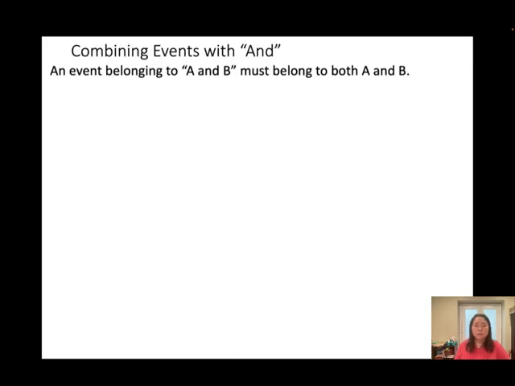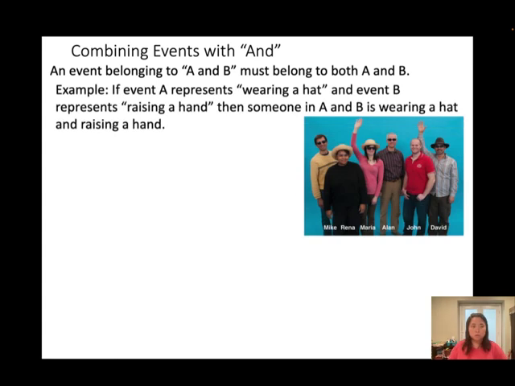Okay. Combining events with AND. An event belonging to A and B must belong to both A and B. So when we're talking about the probability with AND, AND means both of them must occur at the same time. For example, if event A represents wearing a hat and event B represents raising a hand, then someone in A and B is wearing a hat and raising a hand. So AND must occur at the same time.